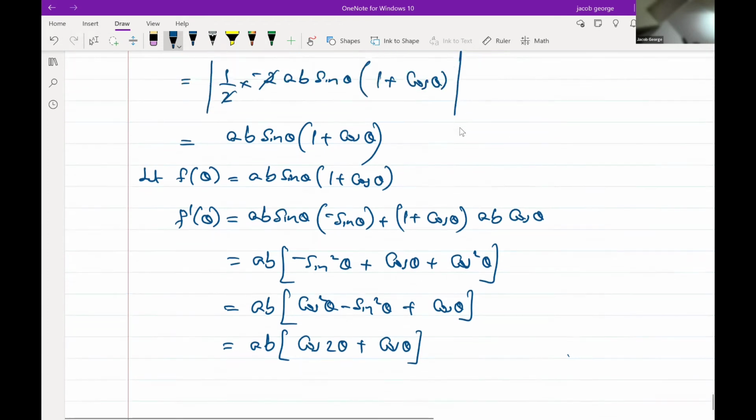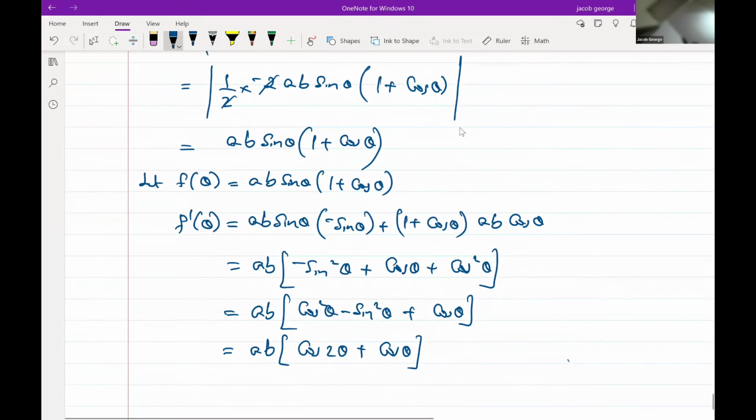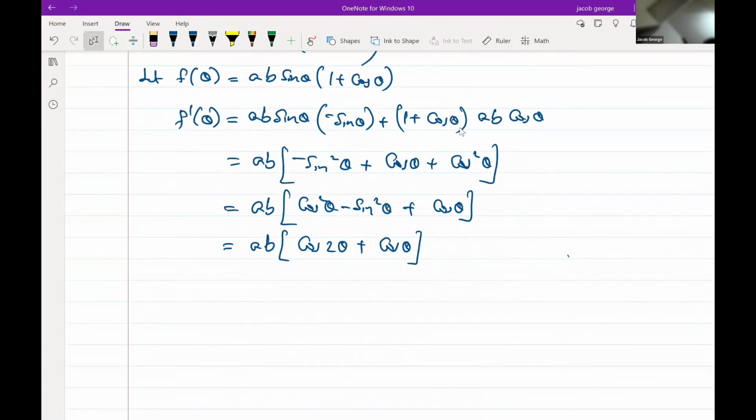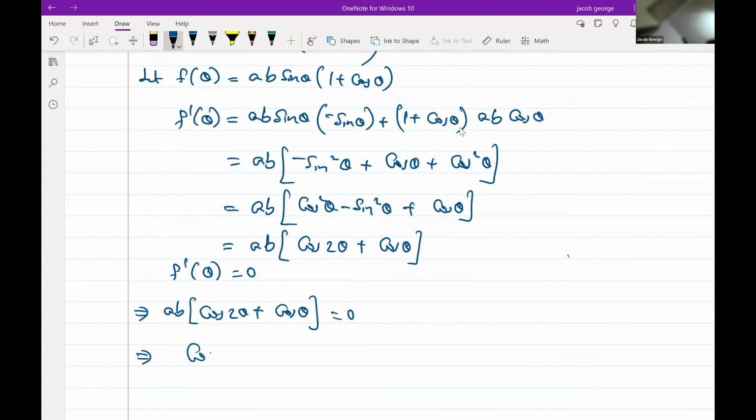So is it clear, children? Derivative by product rule. Okay, so now we equate it to 0. F dash theta is equal to 0 implies AB into cos 2 theta plus cos theta is equal to 0. Here AB cannot be 0. The remaining part can be 0. That is cos 2 theta plus cos theta is equal to 0.